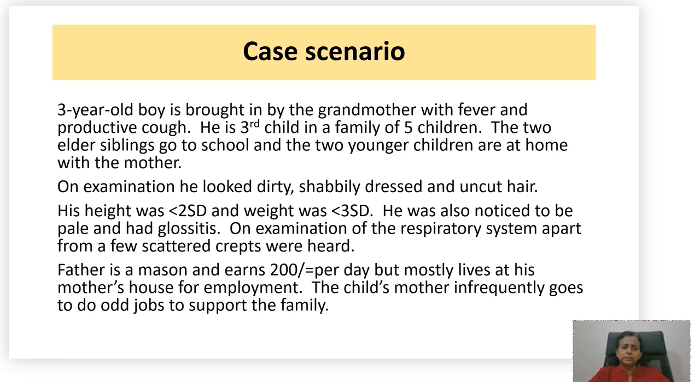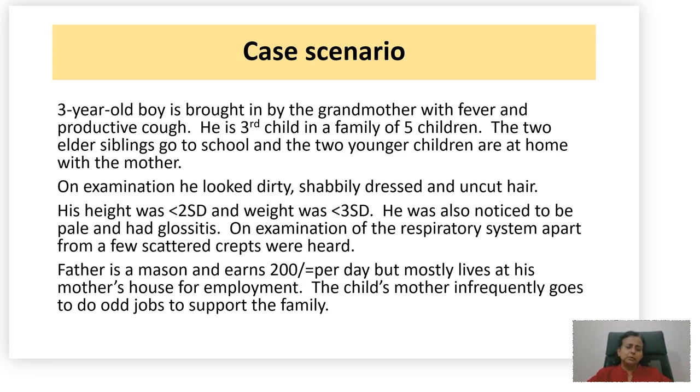On examination, you see a dirty, shabbily dressed child with uncut hair, height less than 2 standard deviations, weight less than 3 standard deviations, pale, with glossitis. Respiratory system, apart from a few scattered creps, was normal. Father is a mason earning about 200 rupees, but mostly lives at his mother's house for employment. The child's mother also frequently does odd jobs to support the family.